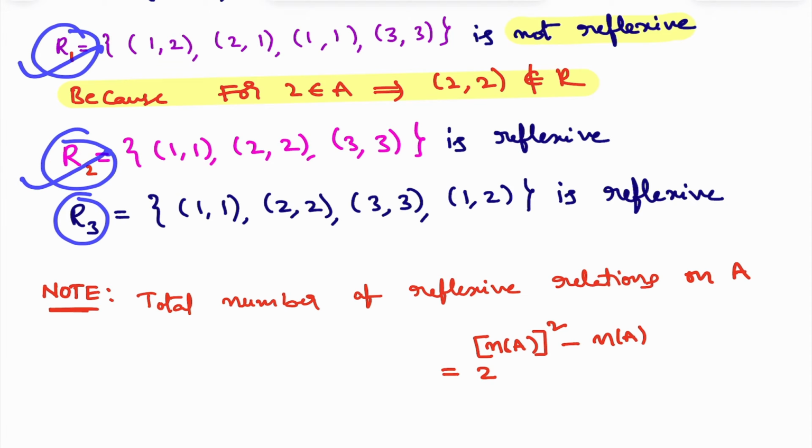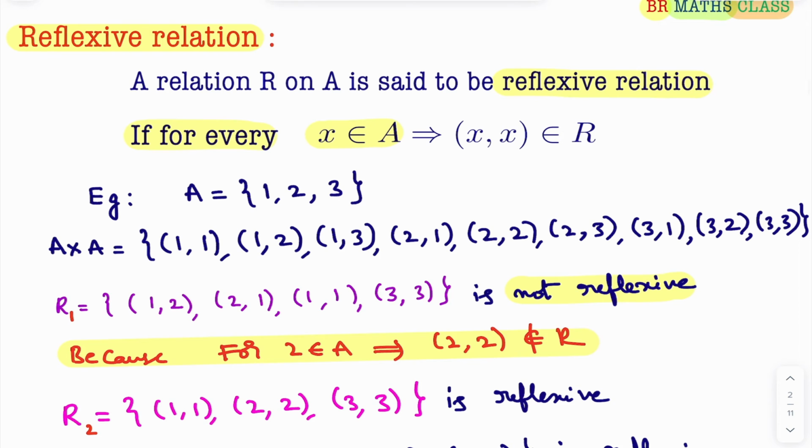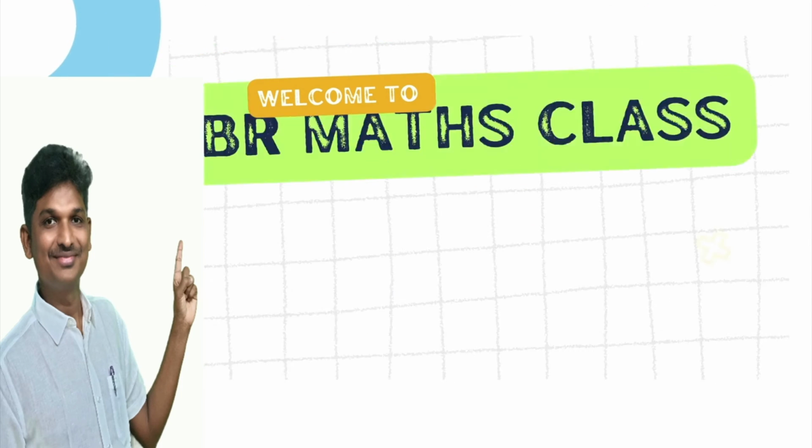Here I wrote 3 reflexive relations, but actually we can form 64 reflexive relations on this set. I hope you understand about reflexive relation. Now, we are going to learn about symmetric relation.